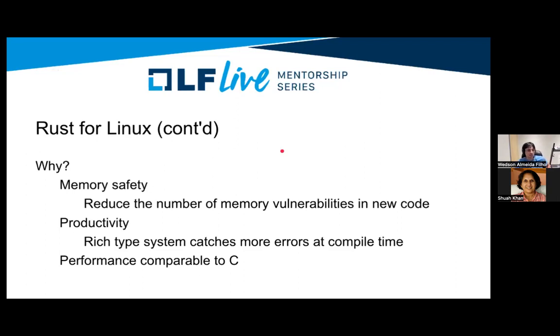This also relates to productivity. The rich type system that Rust offers us gives us the ability to catch a bunch of potential issues at compile time. I'll give you a brief example of this productivity improvement. It's very, very simple. Let's say we're calling a function in C that takes as an argument a string. It's a pointer to a character, a char star type.